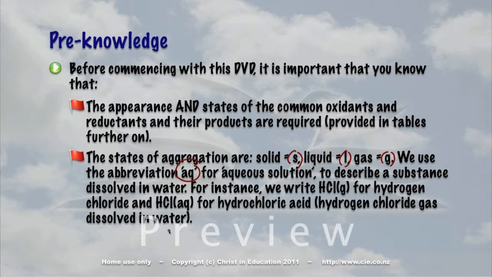For instance, in the example I mentioned to you just now, we will write HCl with gas, g in brackets, just behind it for hydrogen chloride. But when we are talking about an aqueous solution, hydrochloric acid, which is what you commonly use in the laboratory, we will be putting an aq for aqueous just behind HCl.